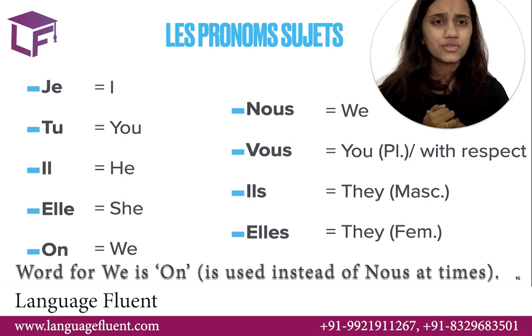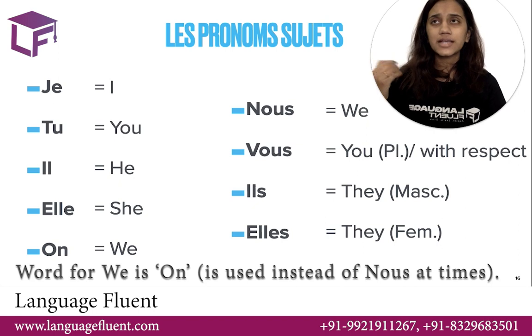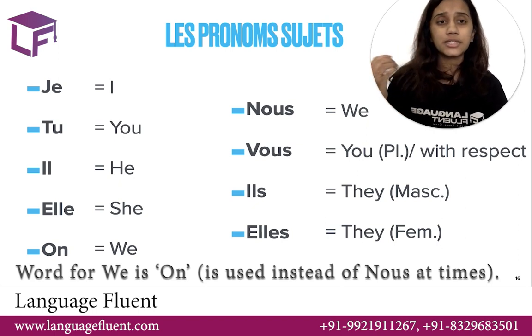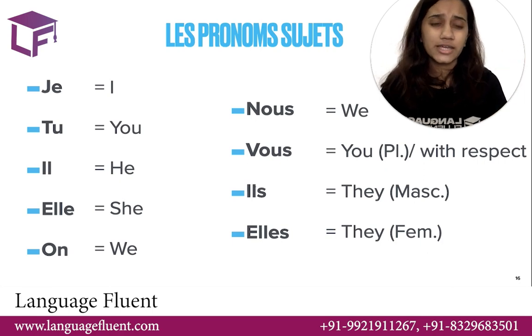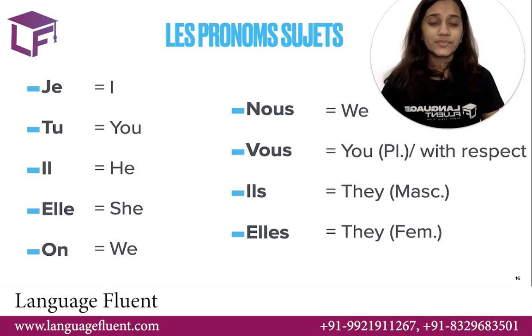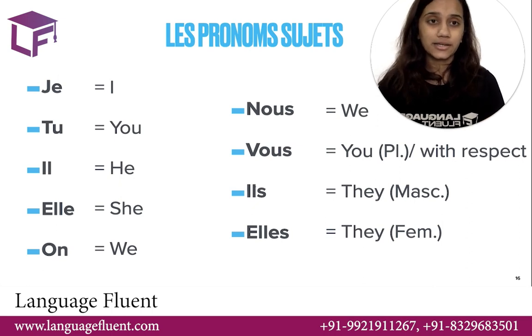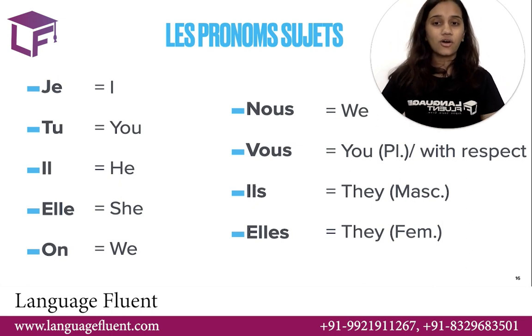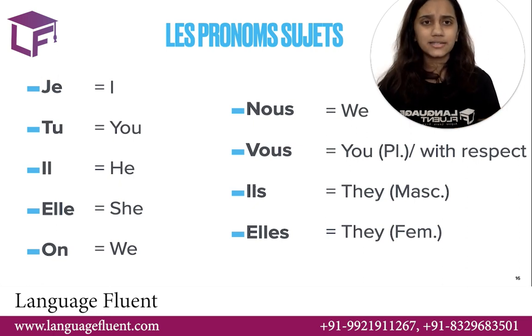Also, it is used when you are giving an example, for example, suppose one is eating a cake. You're using it as one. Exactly. So, on mange un gâteau. It can also mean one eats a cake. Exactly like that. So, on has two uses. It can be either we eat a cake or one eats a cake.